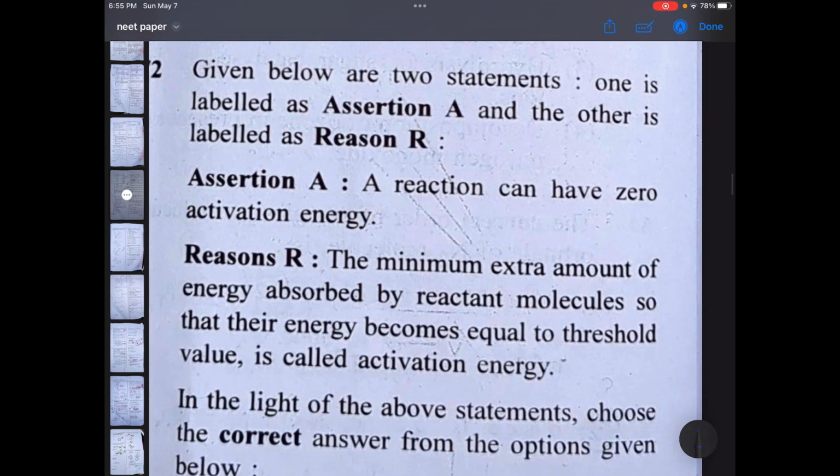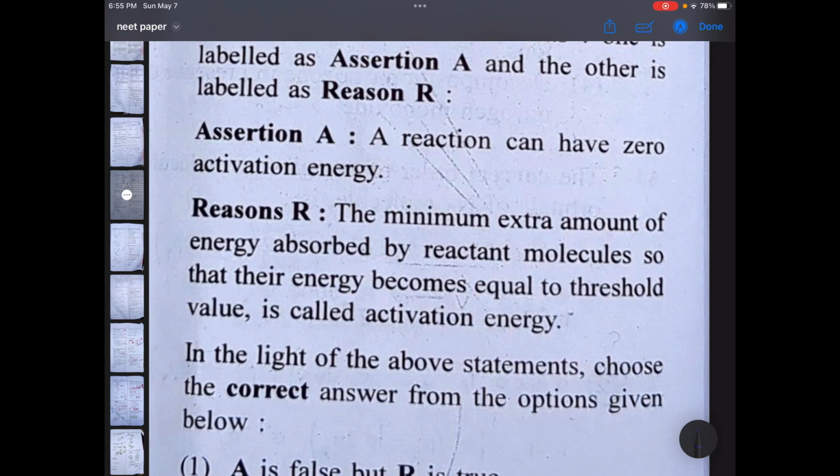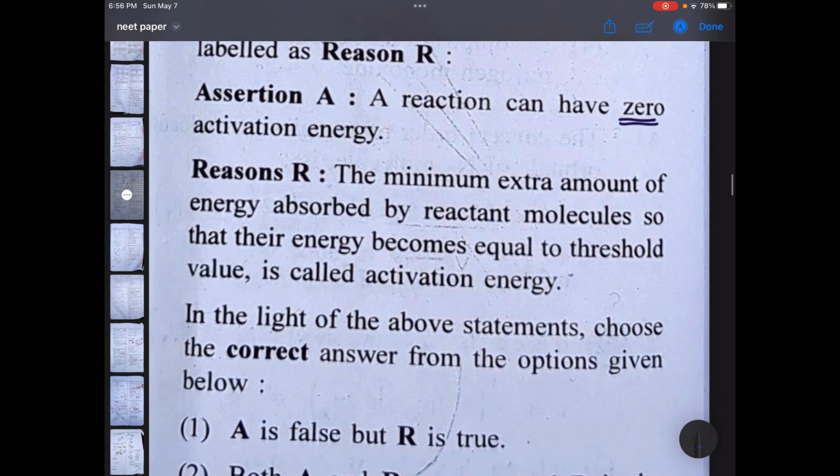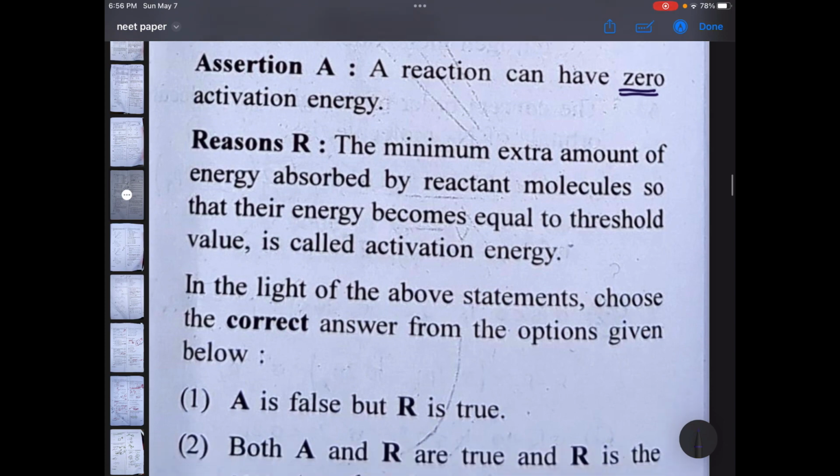Given below are 2 statements. One: a reaction can have 0 activation energy. No, no reaction can have 0 activation energy. The minimum energy is required. A is false. The minimum extra amount of energy absorbed by reactant molecules, this is right. Okay, now any reaction you take, it will be like this. There is no reaction, neither endothermic nor exothermic, compulsorily activation energy should be there.